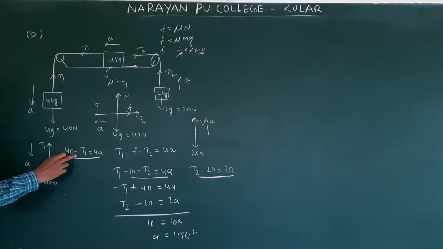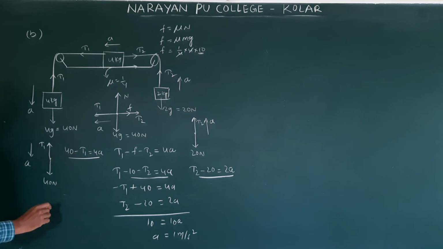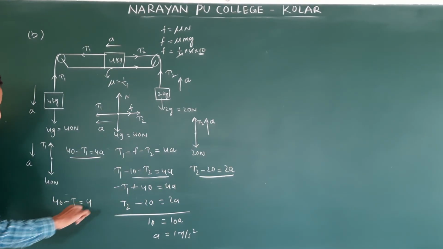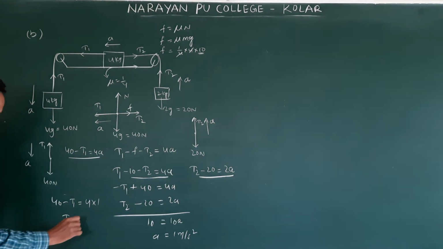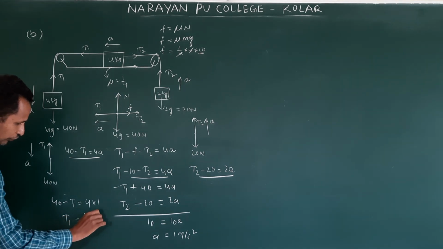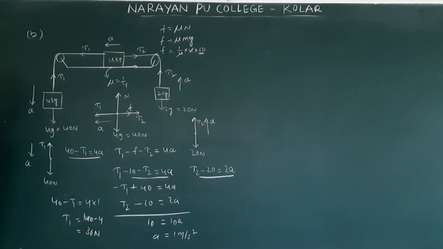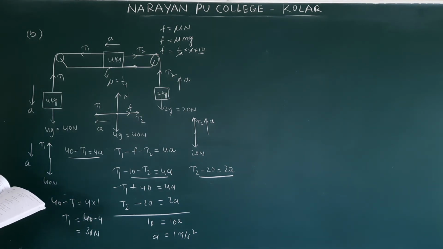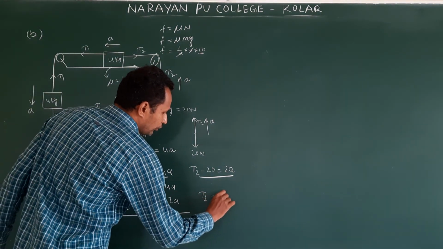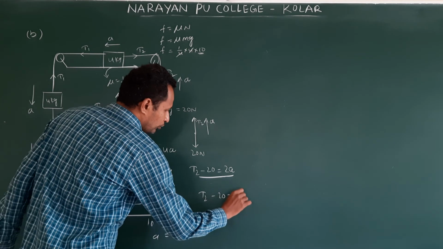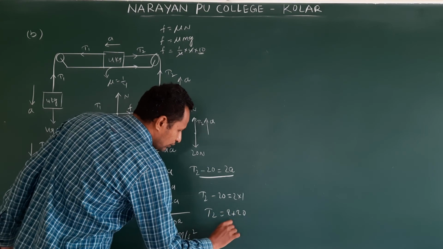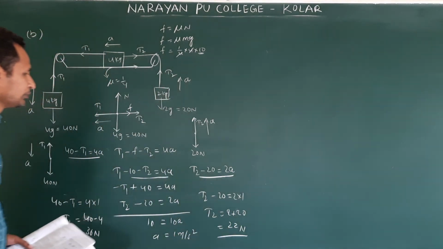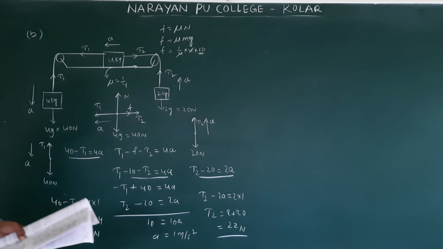This A value, substitute in the first equation to get T1. 40 minus T1 is equal to 4 into 1. So T1 is equal to 40 minus 4, 36 Newton. T1 is equal to 36 Newtons. Next, T2: substitute in the third equation, T2 minus 20 is equal to 2 into 1. So T2 is equal to 2 plus 20, that is 22. So this is the answer to question B.